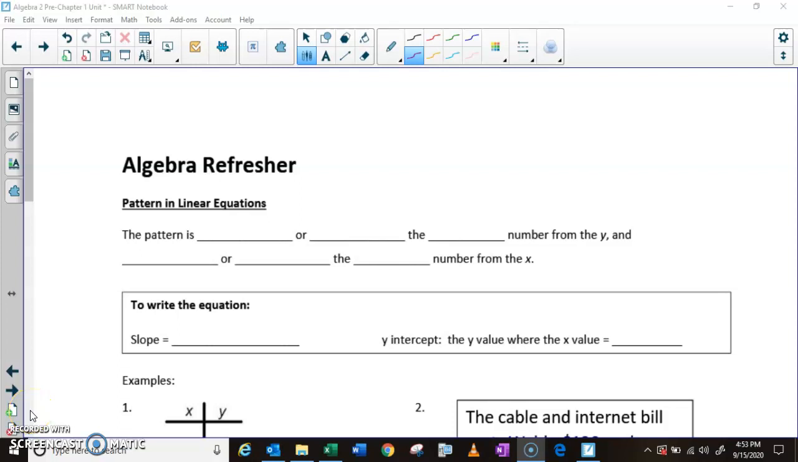Welcome back. Today we're going to do patterns in linear equations. We're going to take a look at some word problems and some tables and see if we can determine if the equation is linear, and if it is linear, write the equation in slope-intercept form.